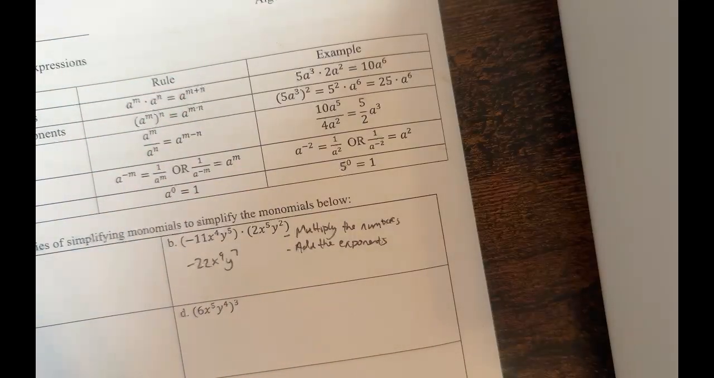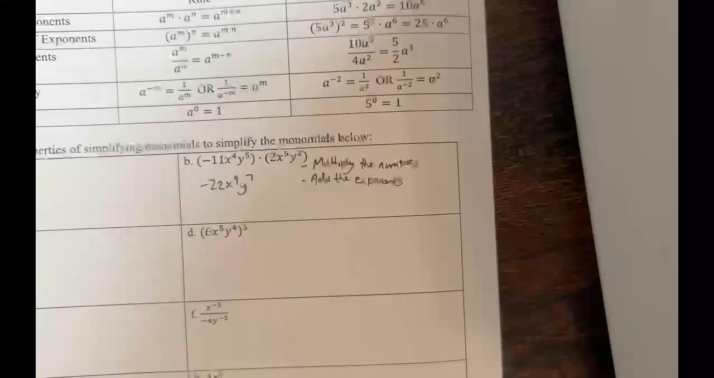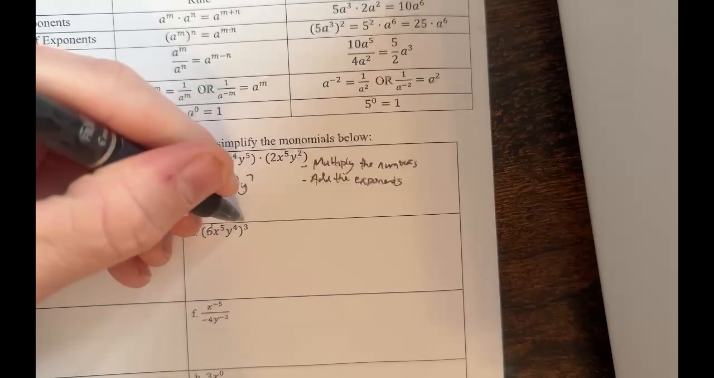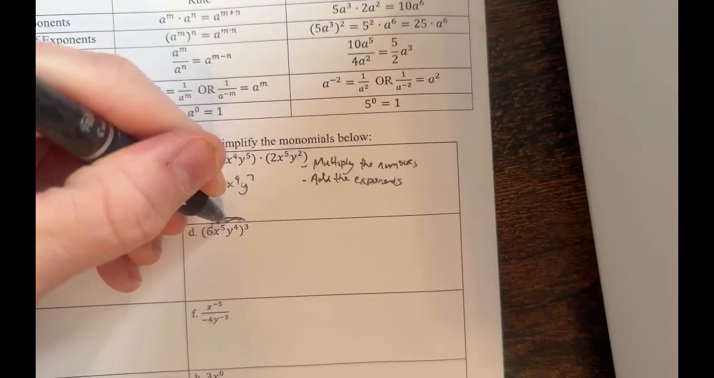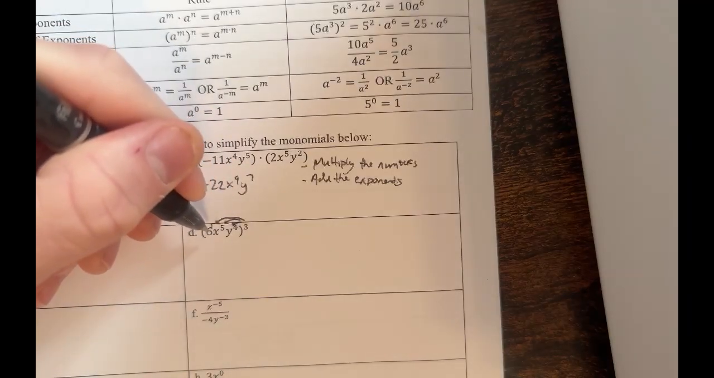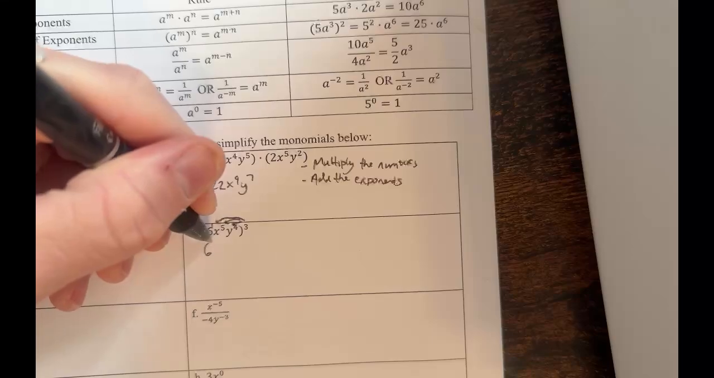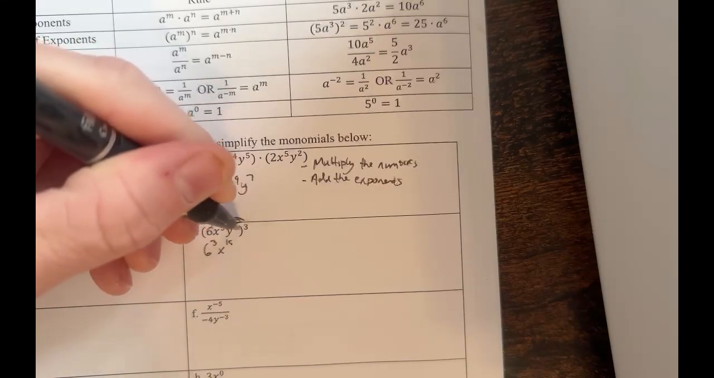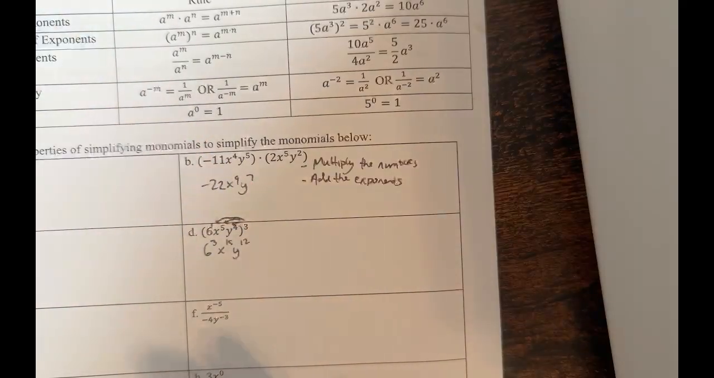So on this one, this is called power to a power, where I have the whole expression to a certain power. So what I'm going to have to do is multiply each exponent by 3. And so remember, 6 has an exponent of 1. So it'd be 6 to the third, x to the 5 times 3, x to the 15th, y to the 4 times 3, y to the 12th.